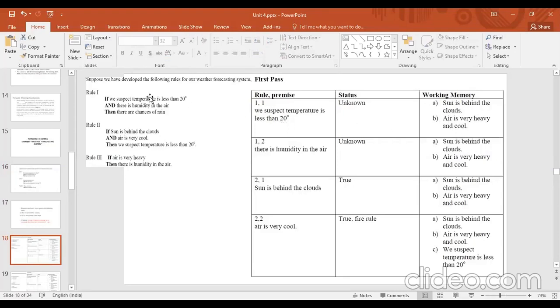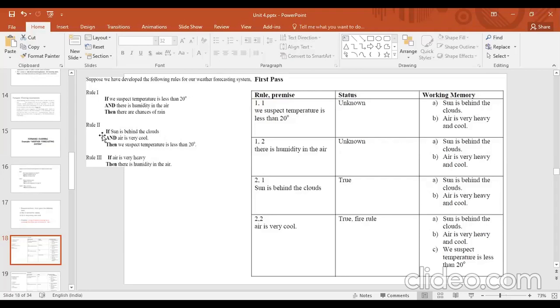Now the first rule is we suspect temperature is less than 20 degrees. So I have to check if it is available in the working directory. If yes, then I have to trigger or fire the rule. Otherwise you have to write unknown. Okay. Now the second statement is there is humidity in the air. Now I have to check whether it is available or not. So this is not available, and that's why I write unknown.